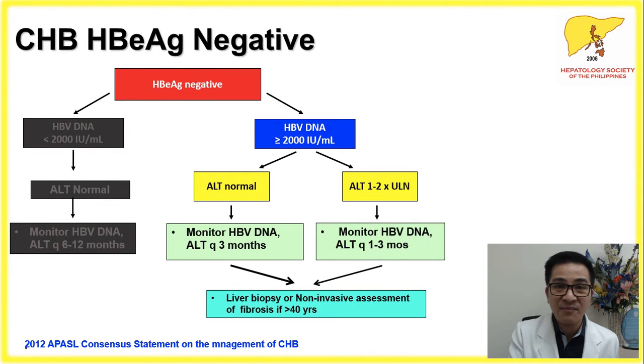On the other hand, if the baseline viral load is greater than or equal to 2,000 IU per ml with either normal ALT or ALT levels between 1 to 2 times the upper limit of normal, the HBV DNA and ALT should be monitored every 3 or 1 to 3 months respectively. Similarly, as in e-antigen positive disease, liver biopsy or non-invasive assessment of liver fibrosis should be done in patients who are greater than 40 years of age.